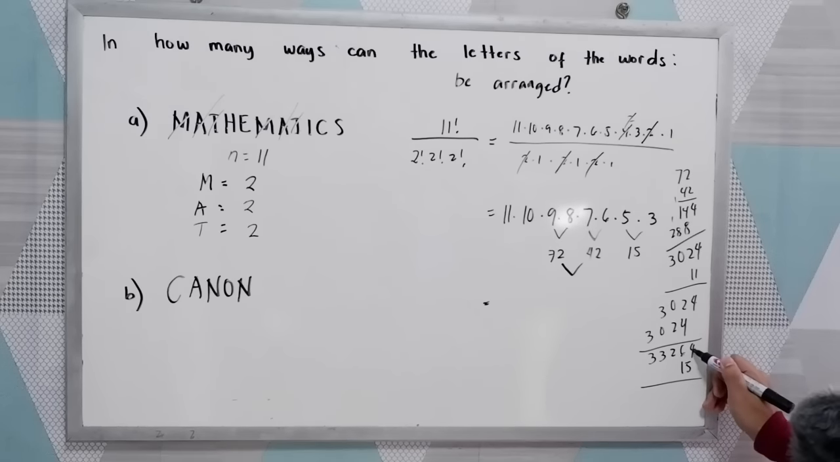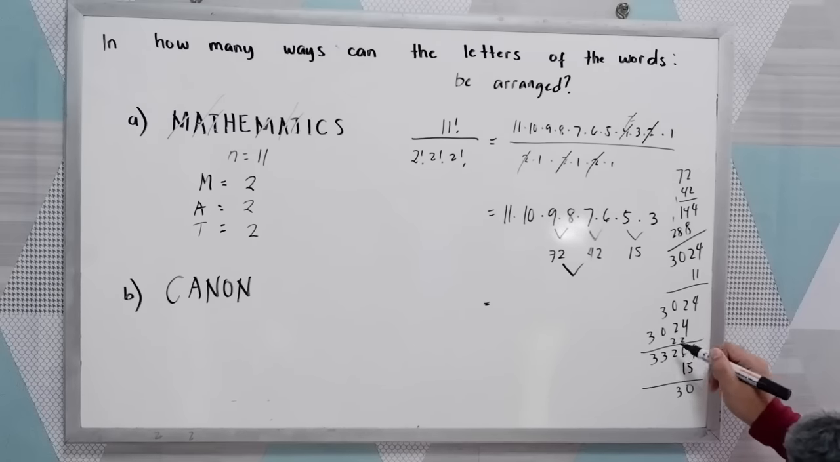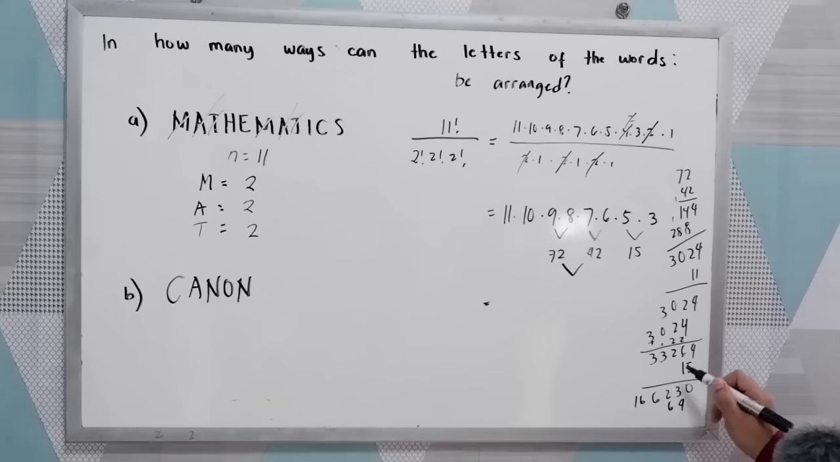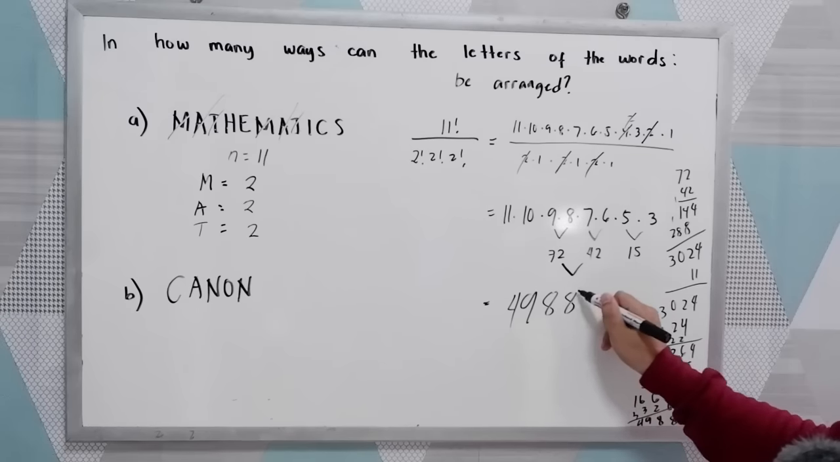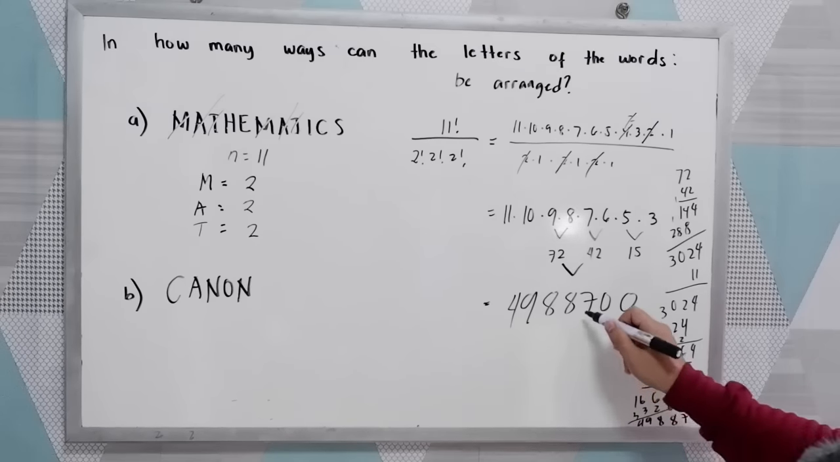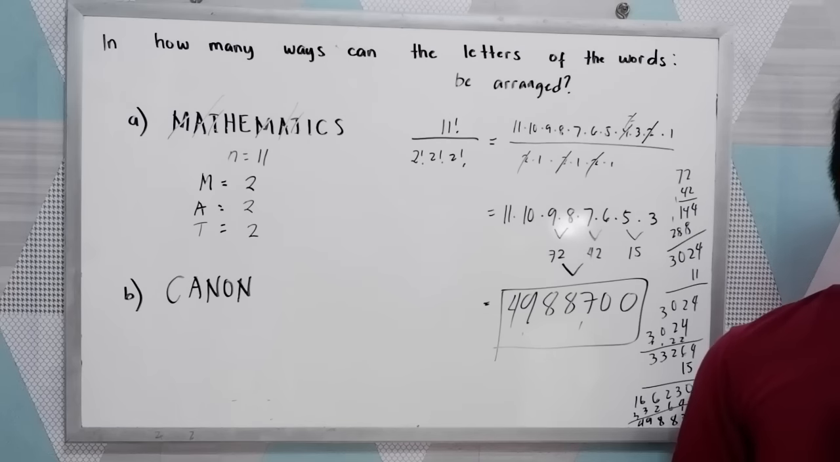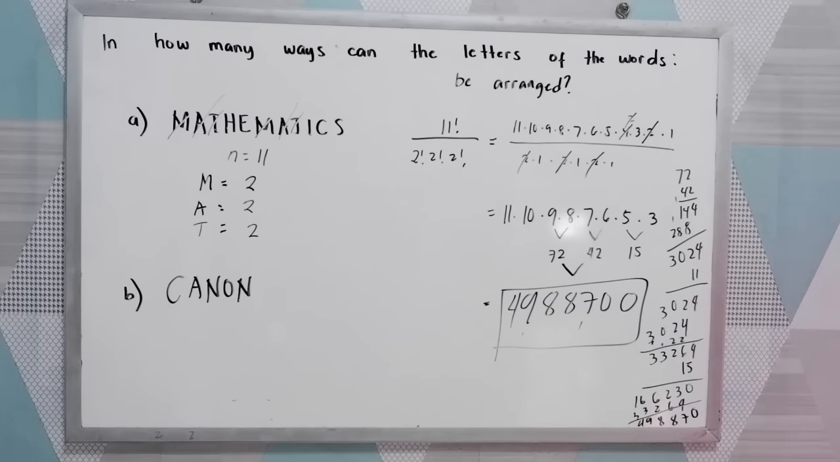So we have 5 times 4, we have 20, carry 2, and so on, then times 1, 4, 6, 2, 3, 3. So we have 498,870 times 10, so just add 0. So 4,988,700. So you can check using your calculator.